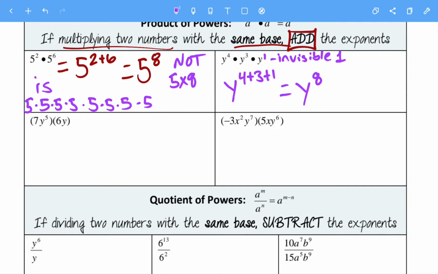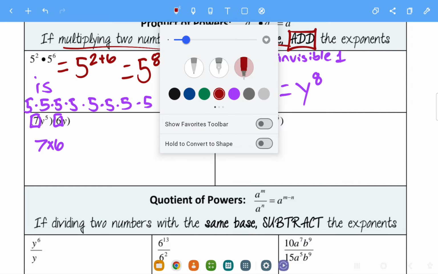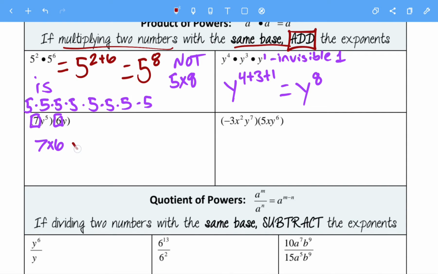Let's look at the next one. Now, this time we have a bigger monomial. There's both coefficients and variables. So we're going to tackle each piece of that separately. So we get the 7 times 6. And the y to the 5th times y. Now this works because multiplication is commutative. You can rearrange anything in a multiplication problem.